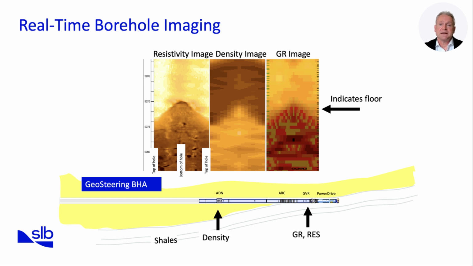The figure is annotated with top and bottom of hole indicators, helping the interpreter quickly orient the images. By analyzing these patterns, the steering team can decide whether to adjust trajectory to remain within the pay zone. This integration of real-time borehole imaging with the BHA is a powerful tool for maximizing reservoir exposure. Next, we'll look at a specific log example that illustrates how reservoir contact varies with and without geosteering.